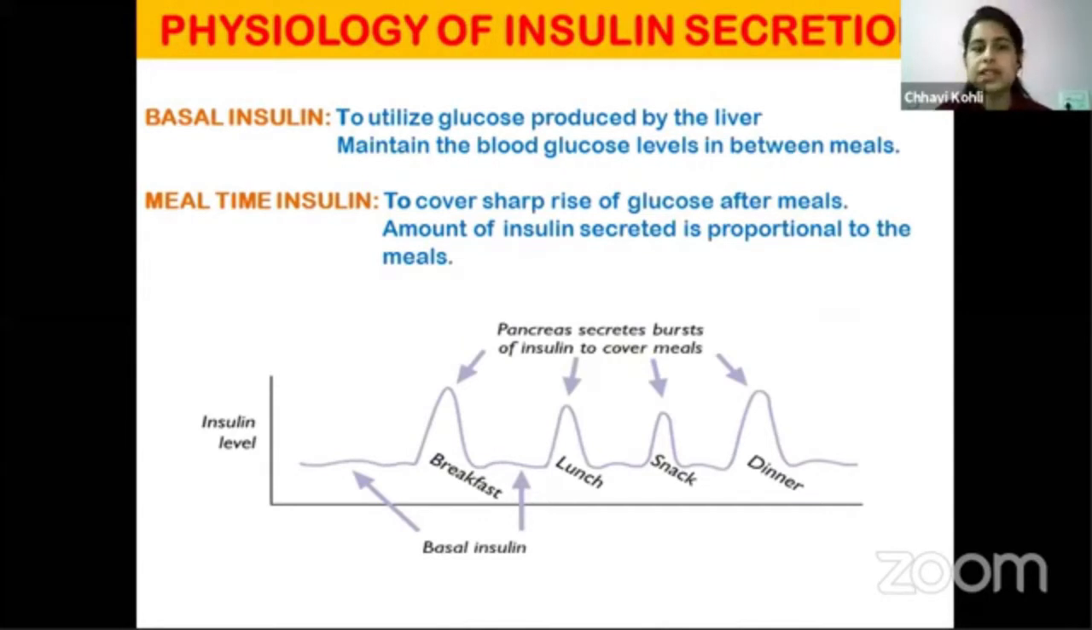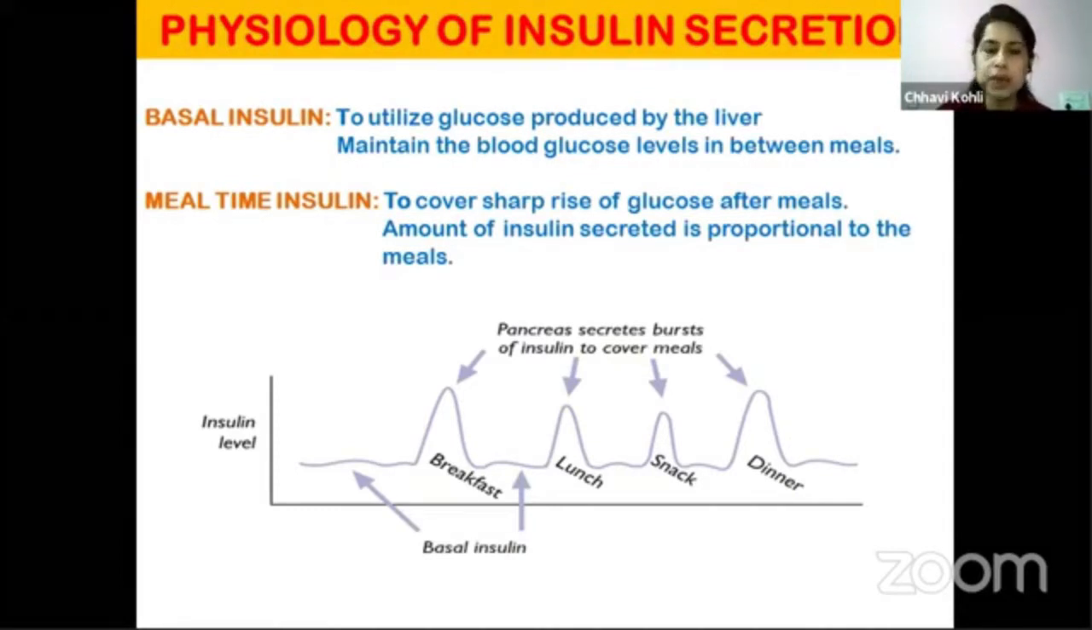This basal secretion is the background secretion which is released to utilize glucose which is produced by the liver, and it helps in maintaining the glucose levels in between the meals. Apart from this, the mealtime increments help to cover the sharp spikes of glucose post meals, and the amount of mealtime insulin released is directly proportional to the meals.